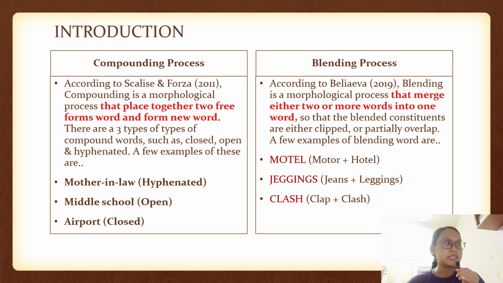Meanwhile, the blending process, according to Bauer, is a process that merges two or more words into one word, and the blended constituents are either clipped or partially overlap. So for example, for the blending process, there is motel, which is a combination of motor and hotel, jeggings, a combination of jeans and leggings, and finally clash, a combination of clap and crash.